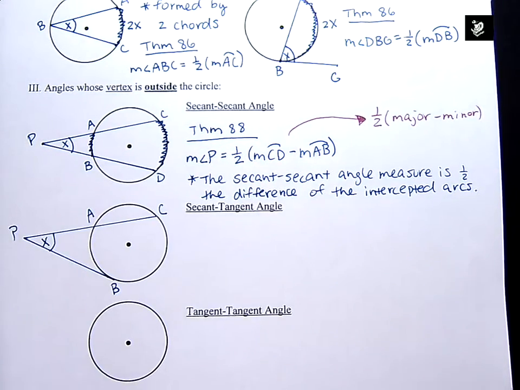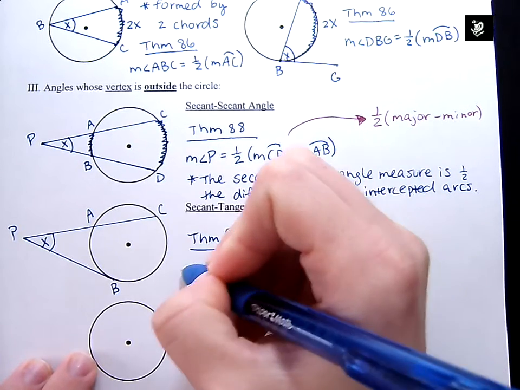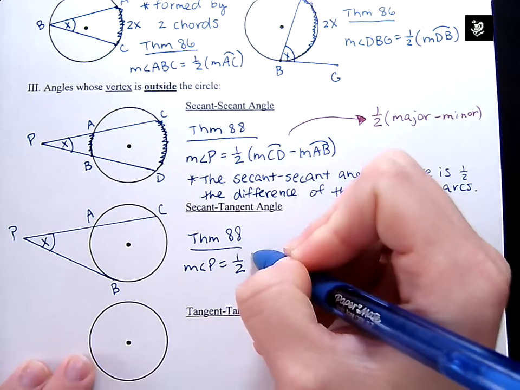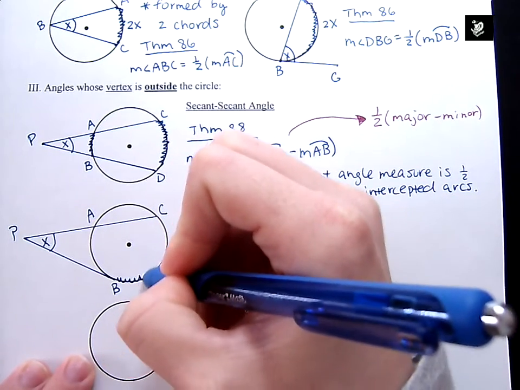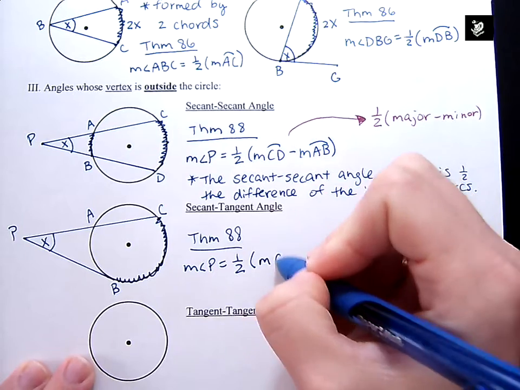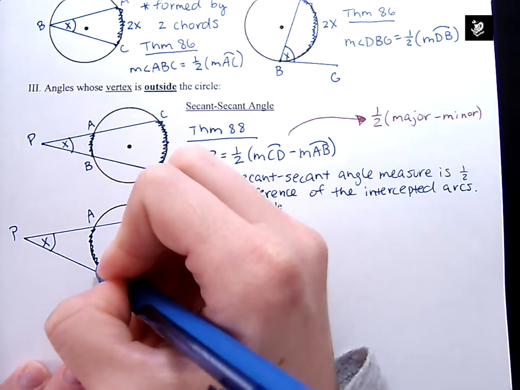So again, Theorem 88 says that the measure of angle P in this case should be equal to half of the major arc. In this case, the major arc is CB minus the minor arc, which is AB.